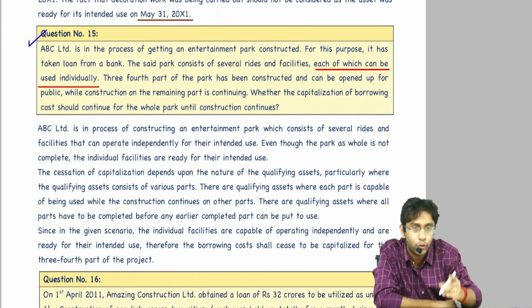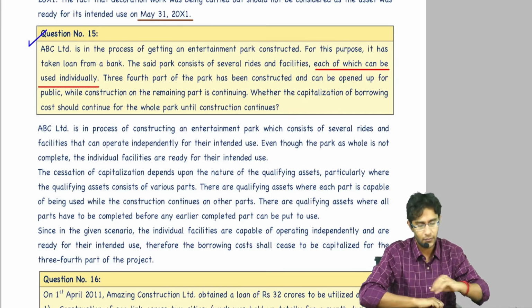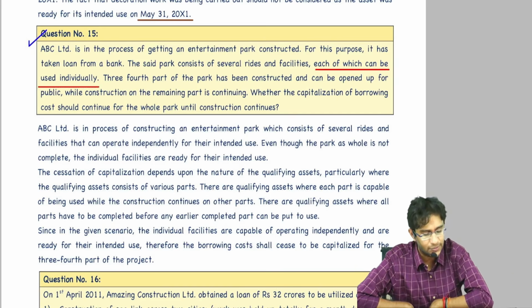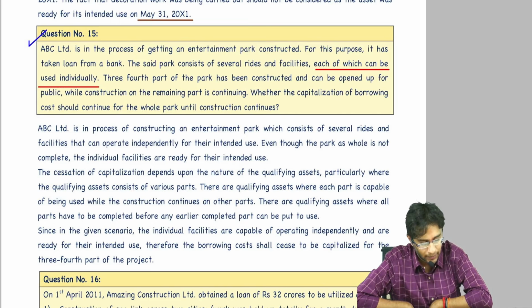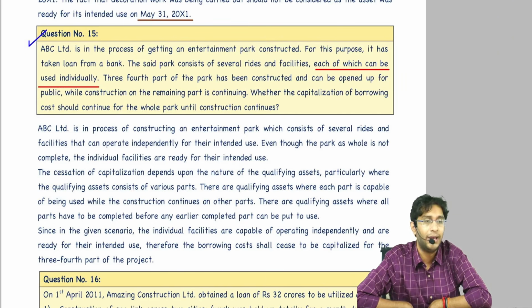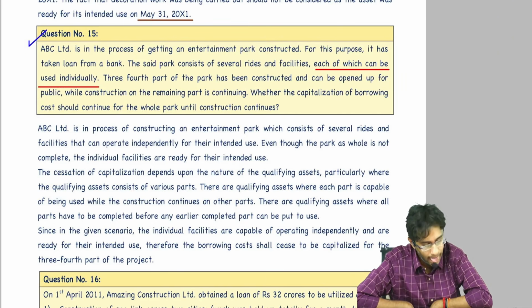That is going to be a crucial point in your answer. Three-fourths of the park has been constructed and can be opened up for the public, while construction of the remaining part is continuing. Whether the capitalization of borrowing cost should continue for the whole park until construction continues.